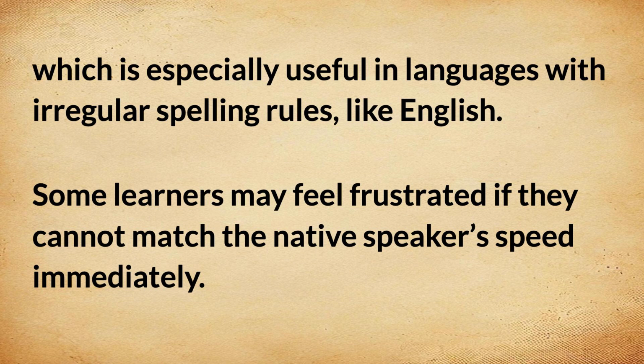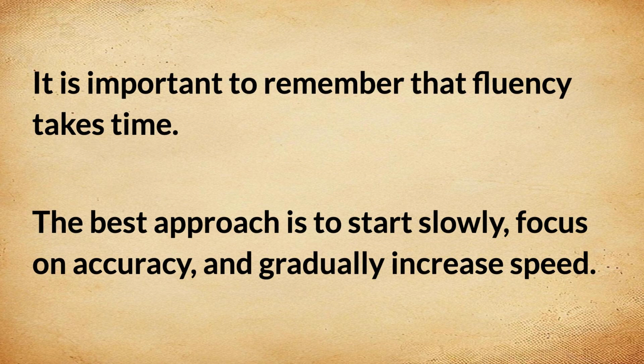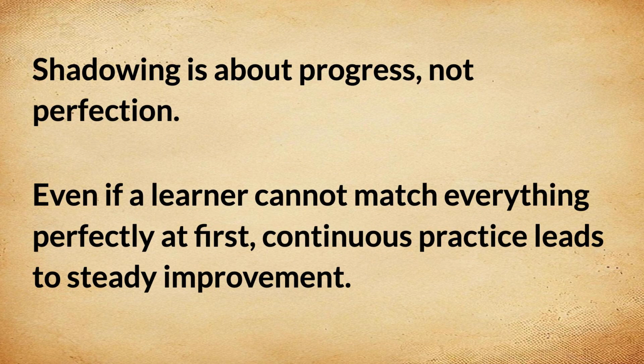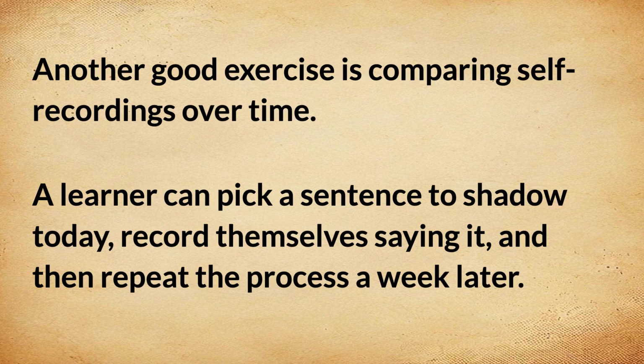Some learners may feel frustrated if they cannot match the native speaker's speed immediately. It is important to remember that fluency takes time. The best approach is to start slowly, focus on accuracy, and gradually increase speed. Shadowing is about progress, not perfection. Even if a learner cannot match everything perfectly at first, continuous practice leads to steady improvement.